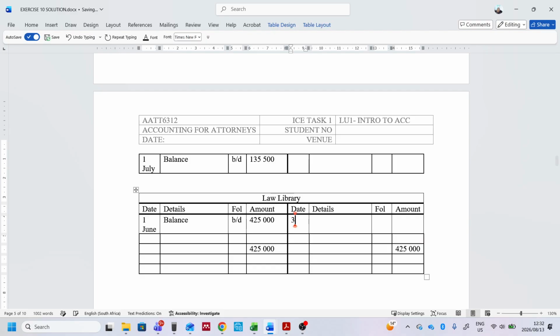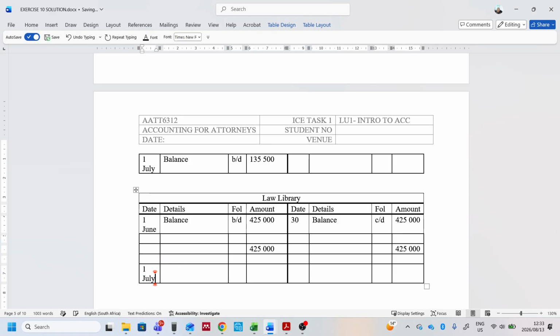This means that at the end of June, we have a balance carried down, which is still the same, 425,000. This also means that when we start the 1st of July, we're going to have a balance brought down of 425,000.